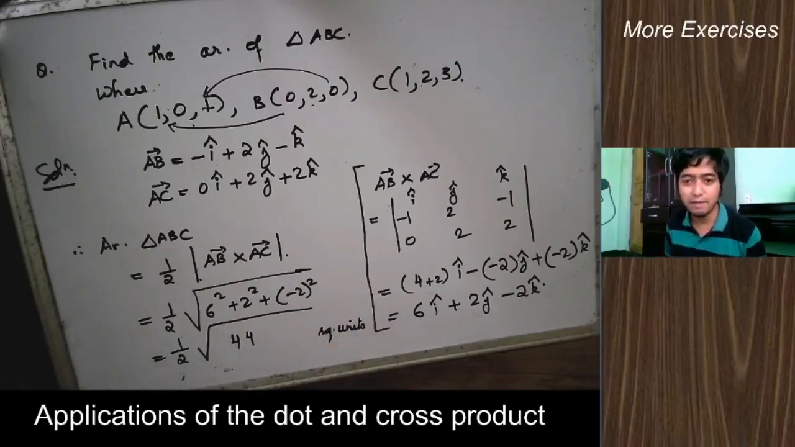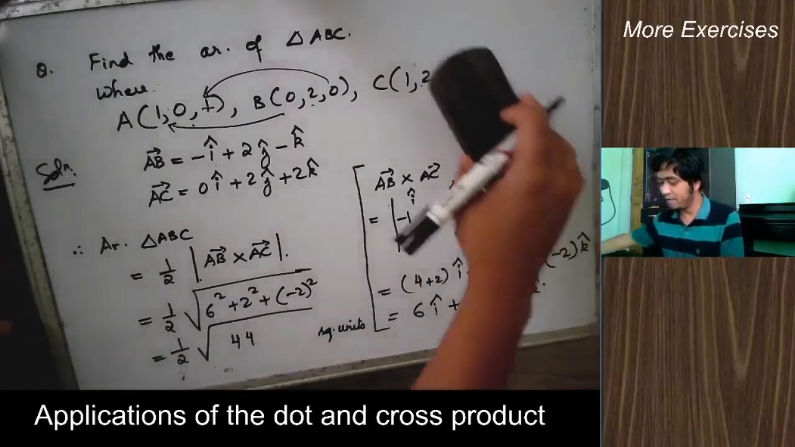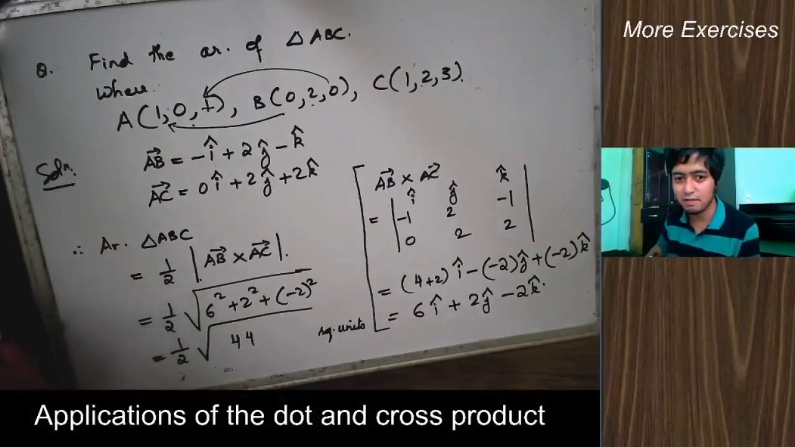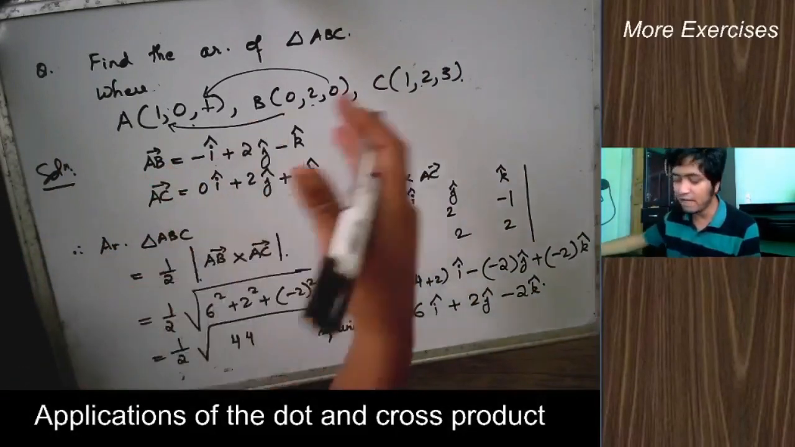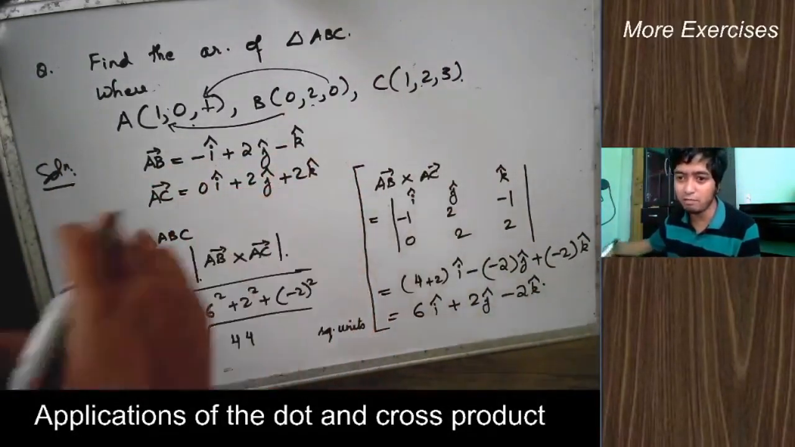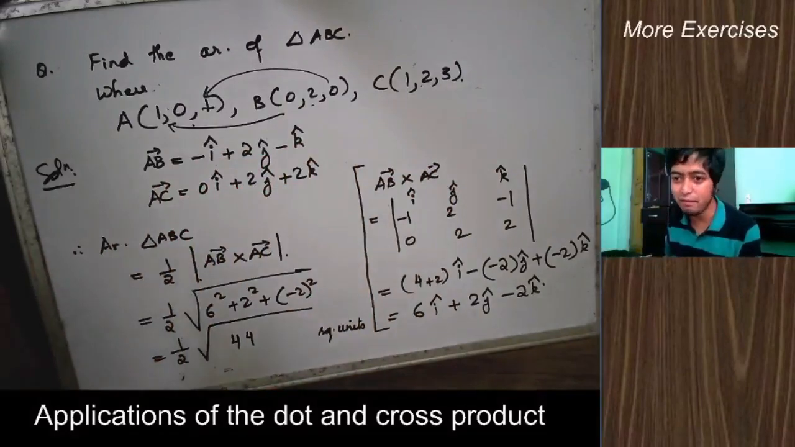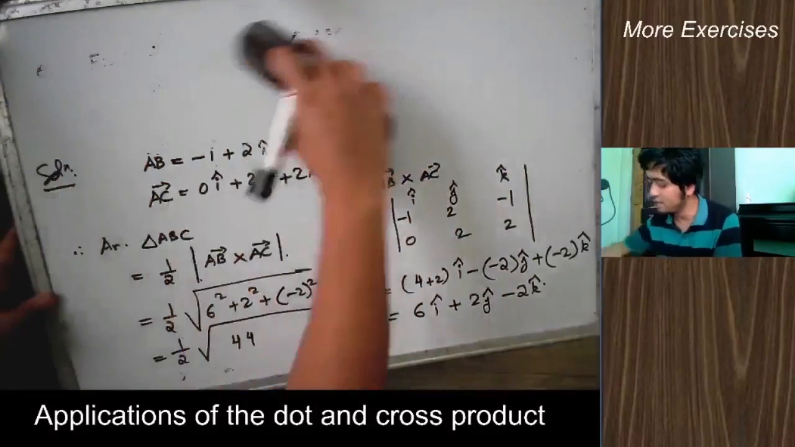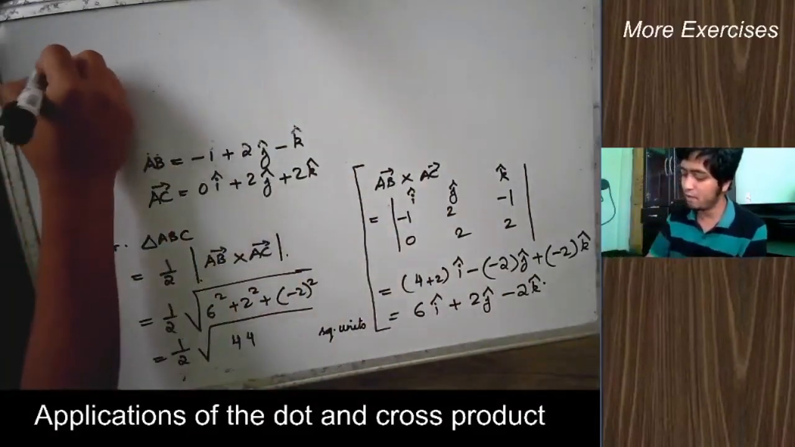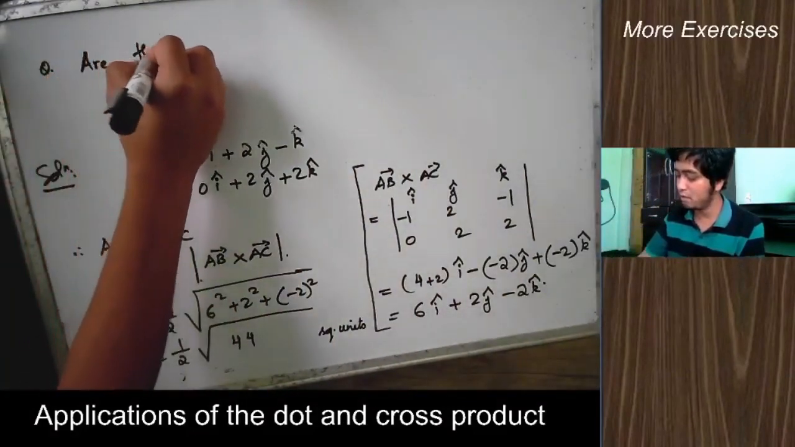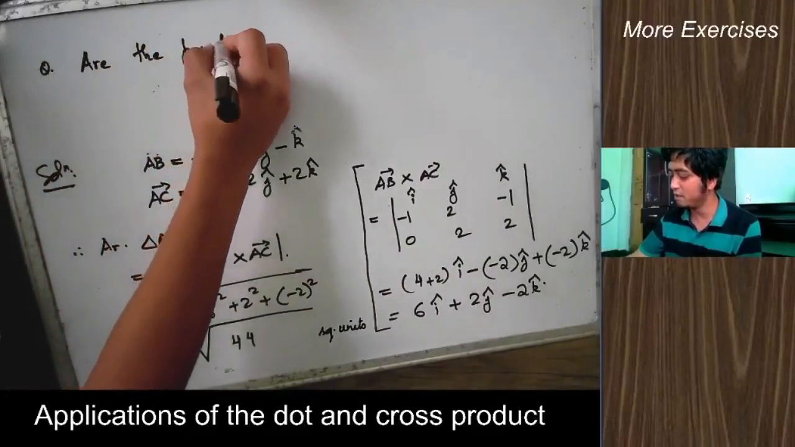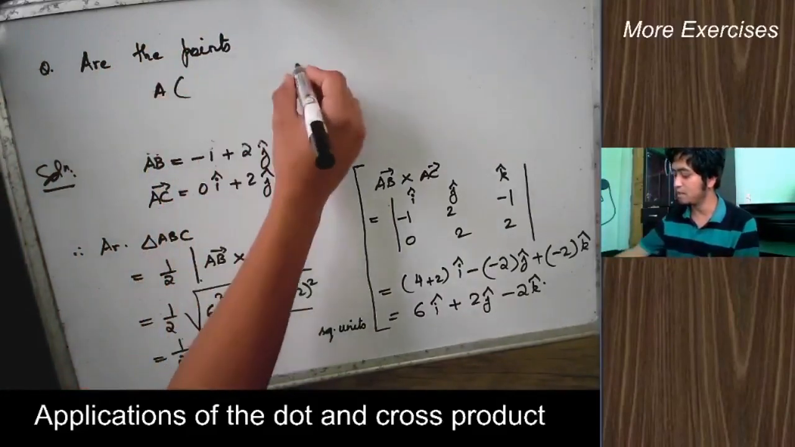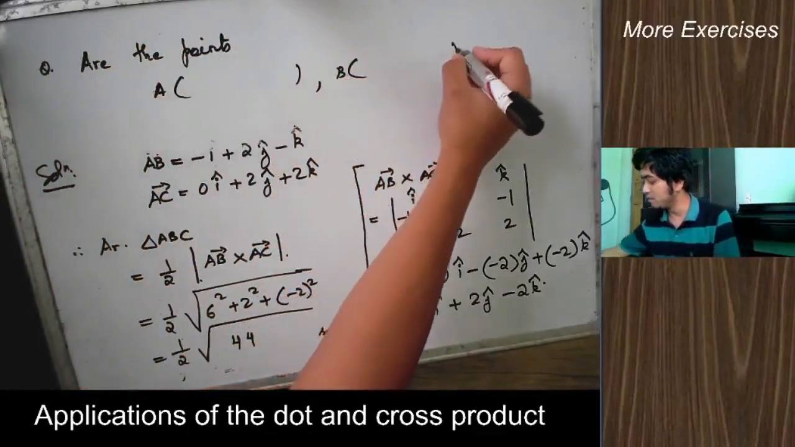So as you can see, it's very simple. Similarly, if there is a question like this, this completes. We can even do it with the dot product by using that formula which we had derived. But in case a question comes like this, are the points A, B, and C the same points, the same thing.